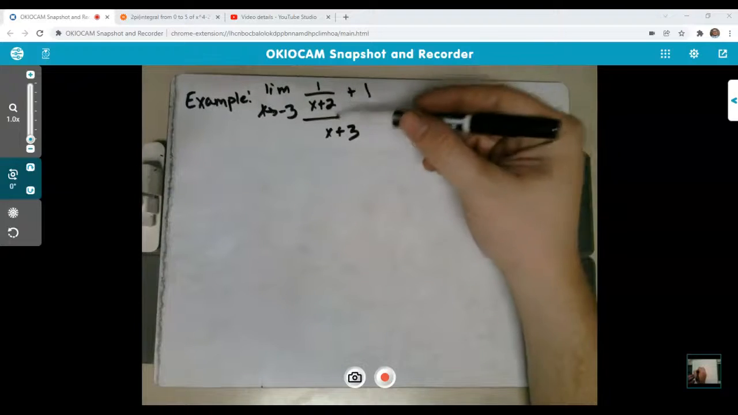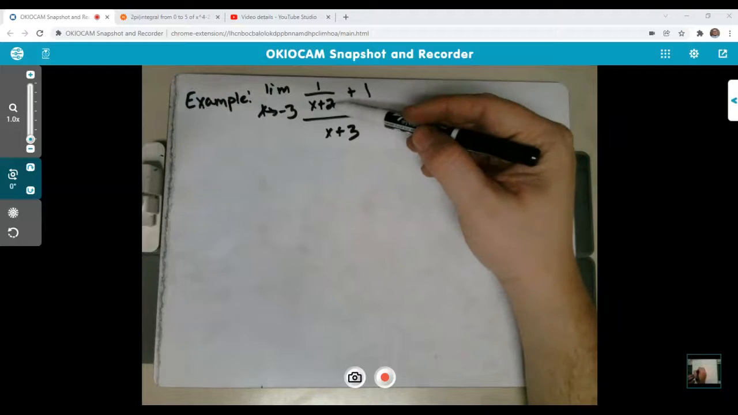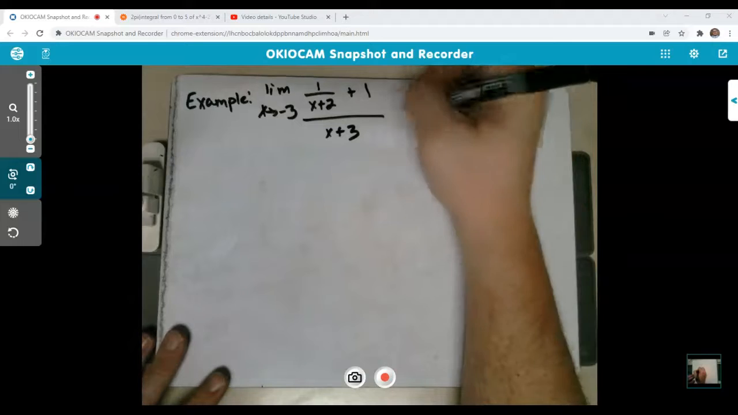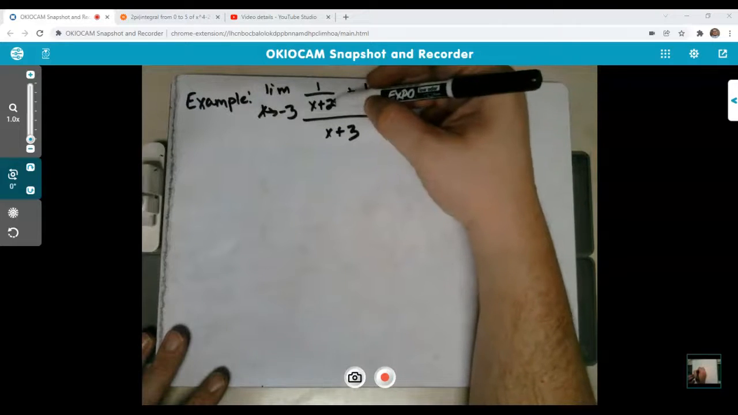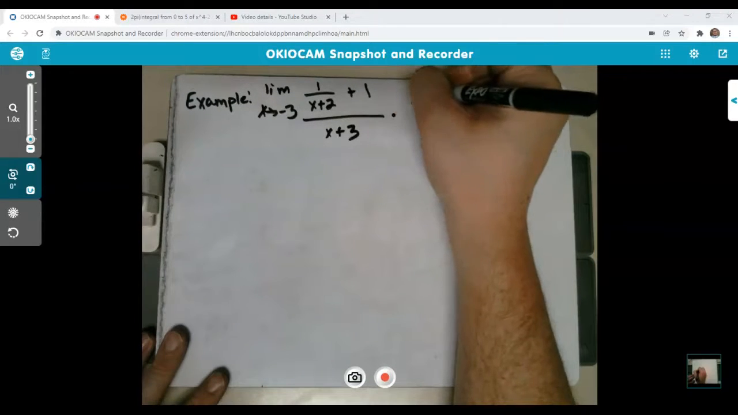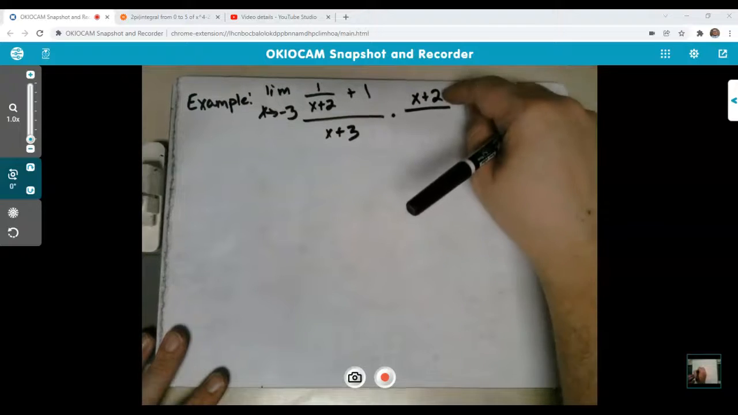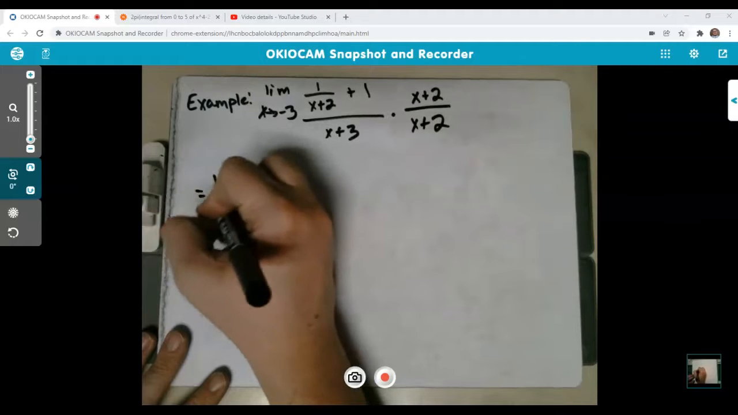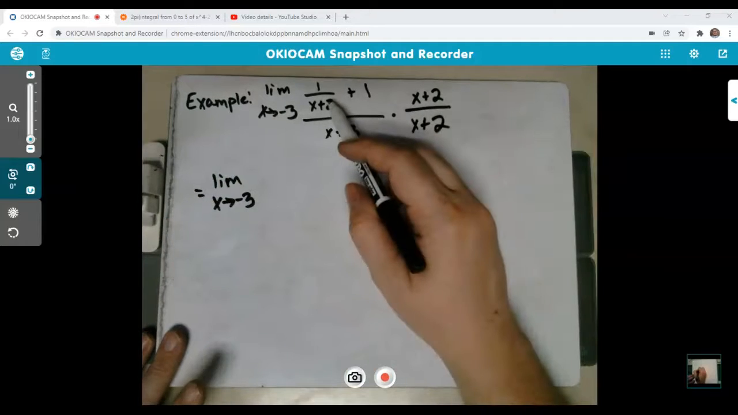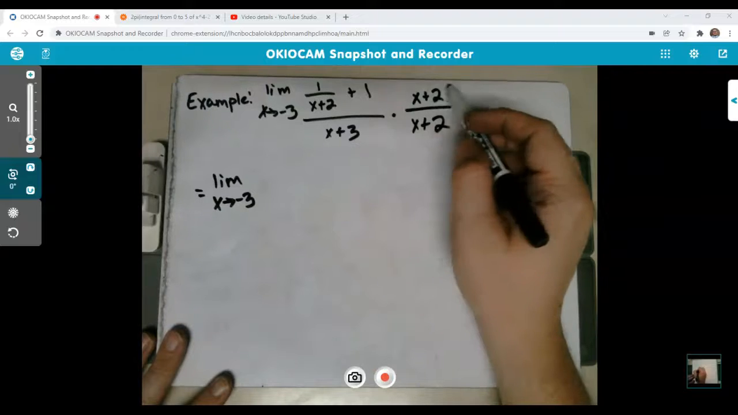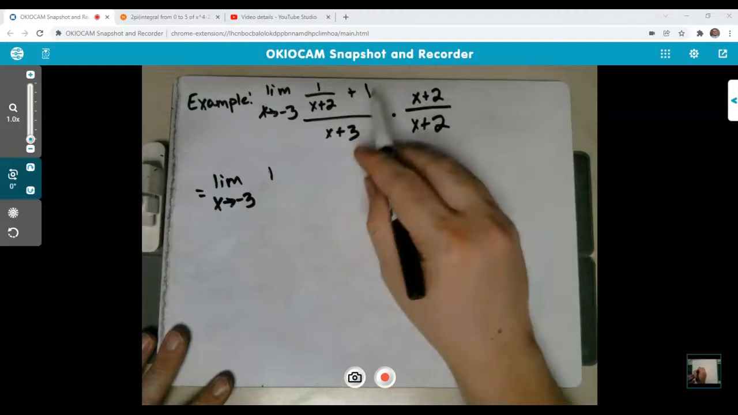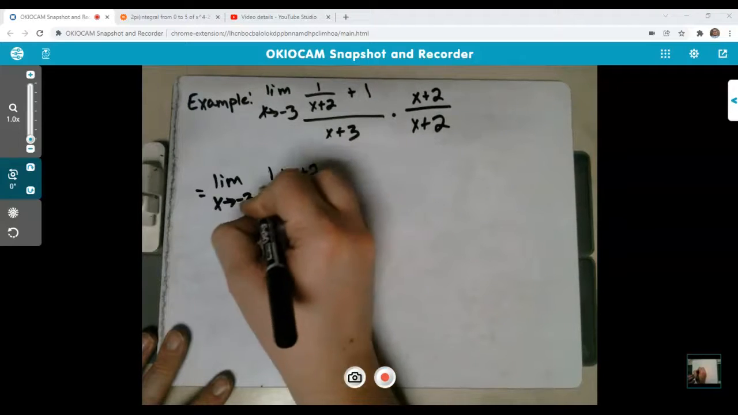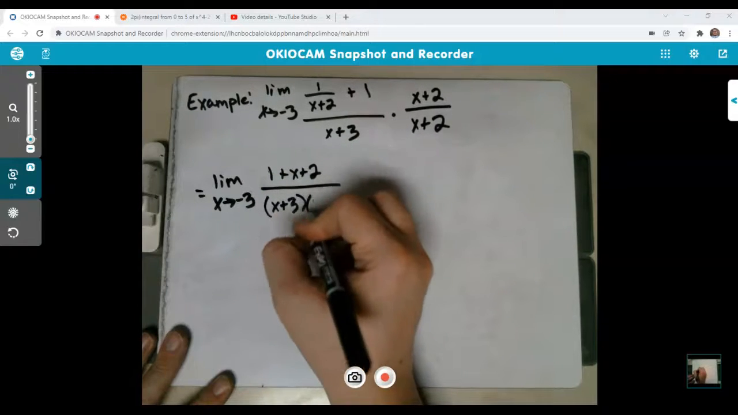Just like in the last one, I can see here I have a denominator of x plus 2, so it would be helpful if I could get rid of that. How I do that is multiply by the only denominator I have, x plus 2. If I do it on the top, I've got to do it on the bottom too. So that becomes the limit as x approaches negative 3. On this first term, x plus 2 cancels out, so I'm left with just a 1. And then I do 1 times x plus 2, which is x plus 2. Then let's leave this as x plus 3 times x plus 2.